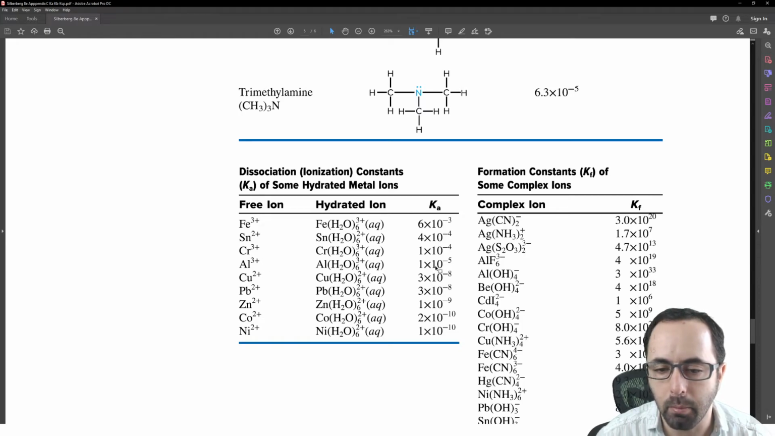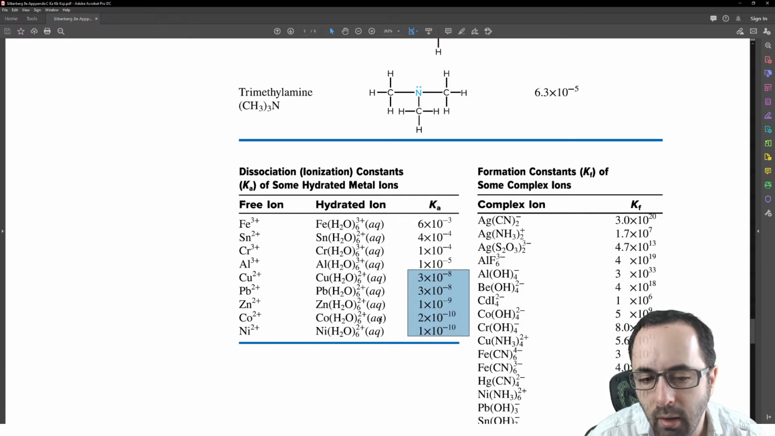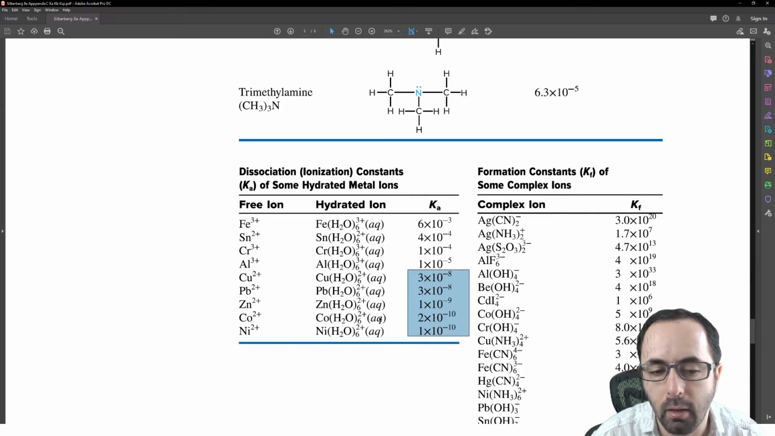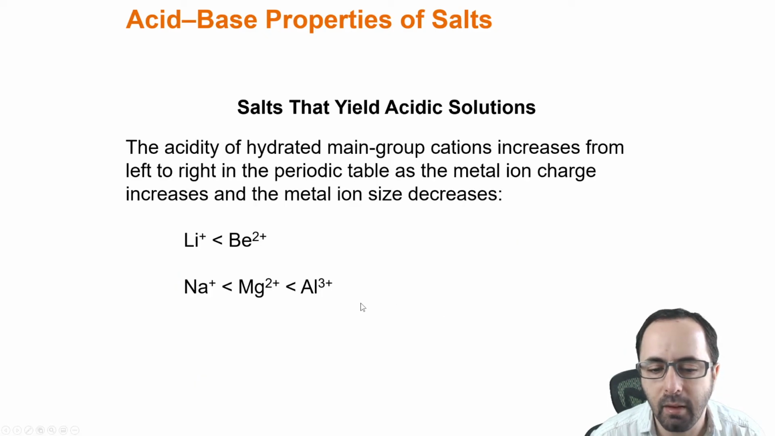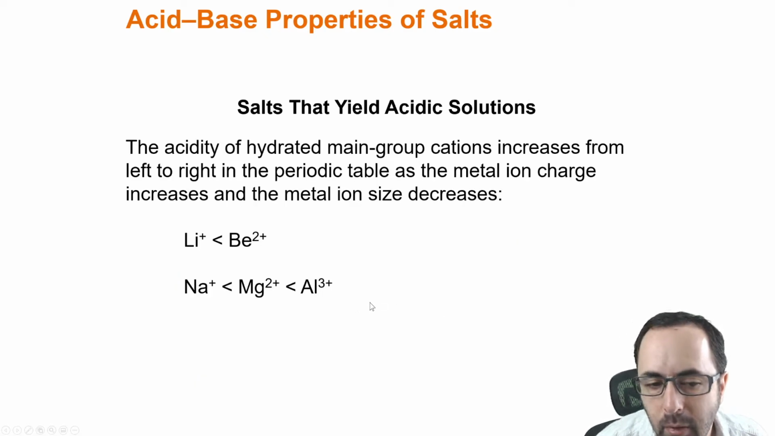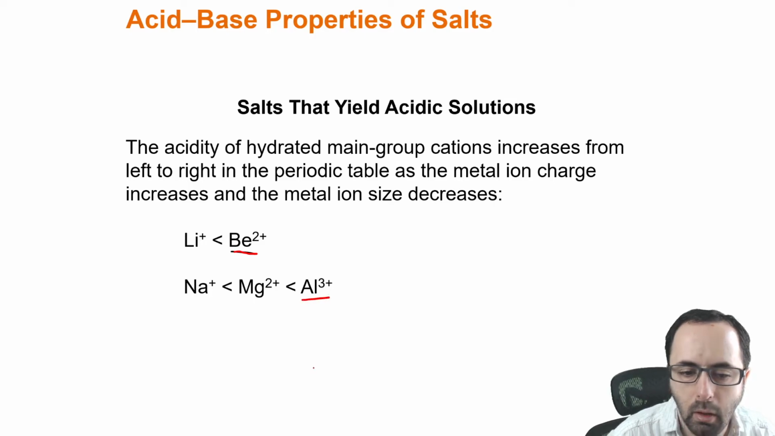So you can see here the aluminum and the chromium here are both positive 3, very, very acidic, high Kas, relatively speaking, compared to those that are positive 2. All these are positive 2, much lower Kas. It's because it's related to the charge on the metal cation, the fact that it's high in charge and small. Now, when I ask you questions about this, I tend to focus on the extremely small and highly charged cations. So these include beryllium and aluminum. So aluminum being the best example here.